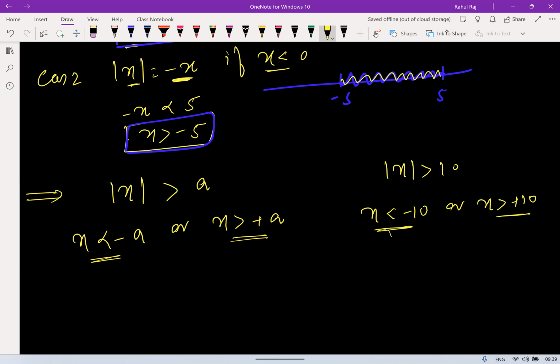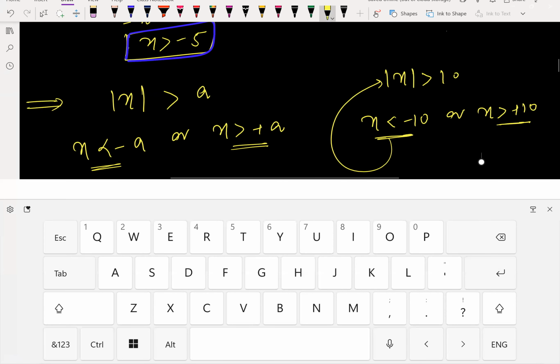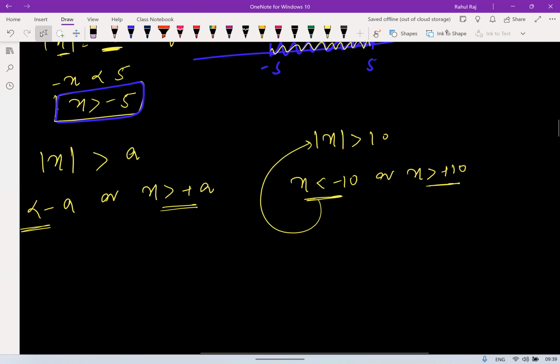It means it's a solution of the equation. You put any value over here. Let's say x less than -10: -12, -13, -14. So mod of -12, -13, -14 is 12, 13, 14, and they are greater than 10. Or you take x greater than 10 and put it over here. The equation will suffice. Agreed?